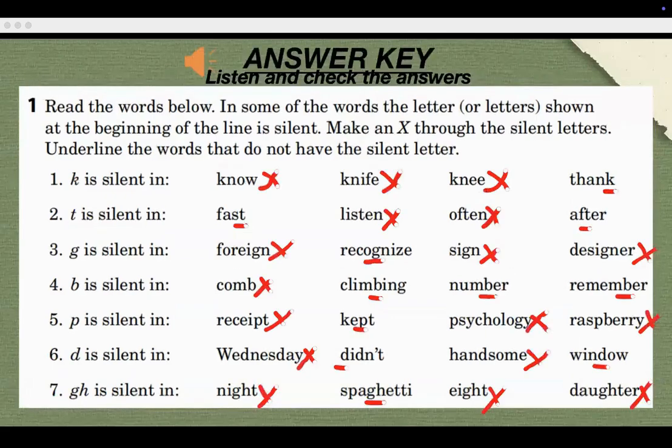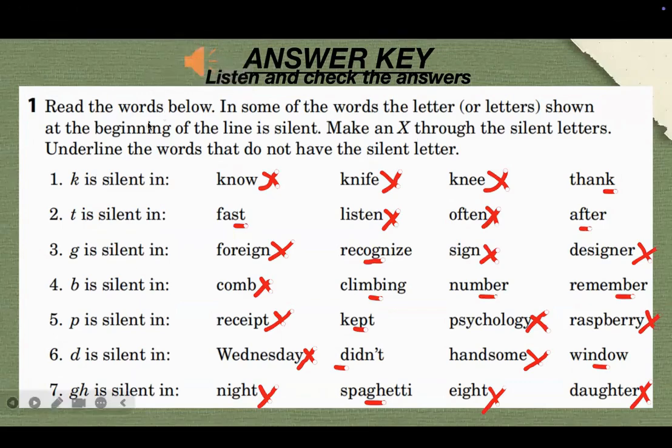Okay, so we have the answer key for this exercise. So before, we also listen and check the answer. Pronunciation Pairs website, Unit 28, Silent Letters, Step 2. Listen. Repeat the words and check your answers.